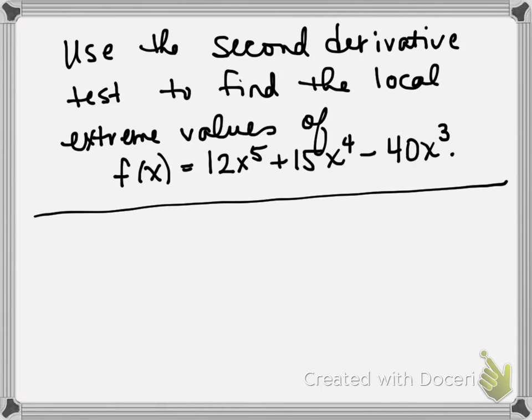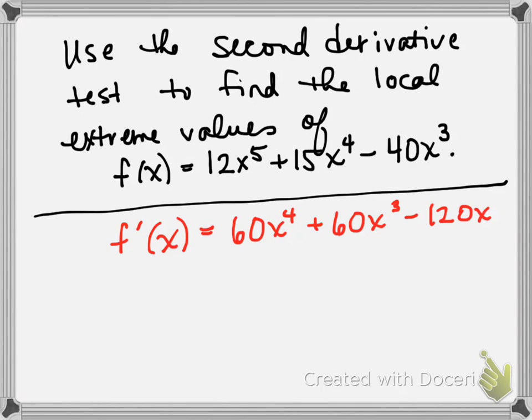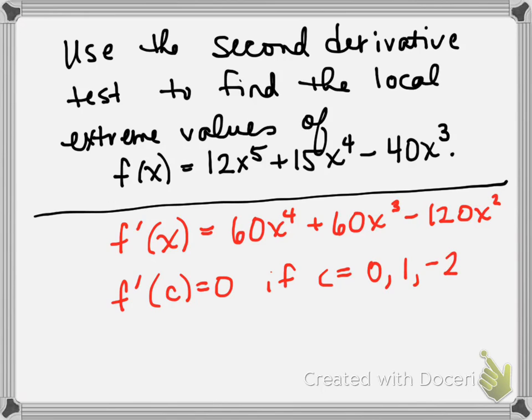So to do this, we need to find our critical values. Specifically, we need to find where the first derivative is 0. Now, the first derivative is 60x to the fourth plus 60x cubed minus 120x squared. In the last video, we saw that f prime of c equals 0 if c is equal to 0, 1, or negative 2.